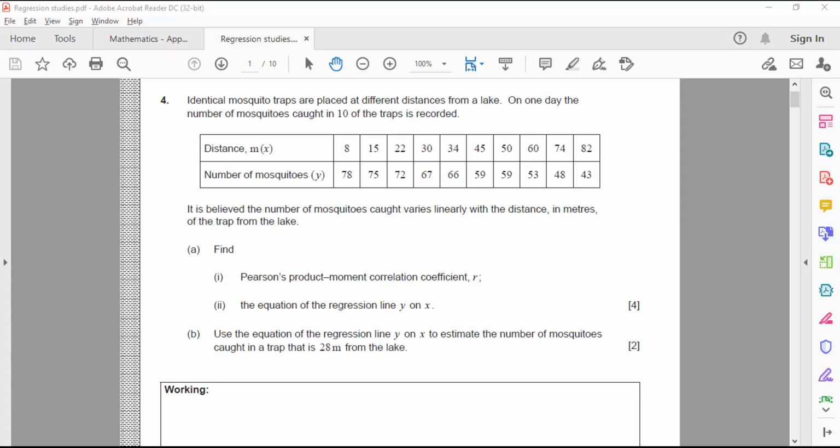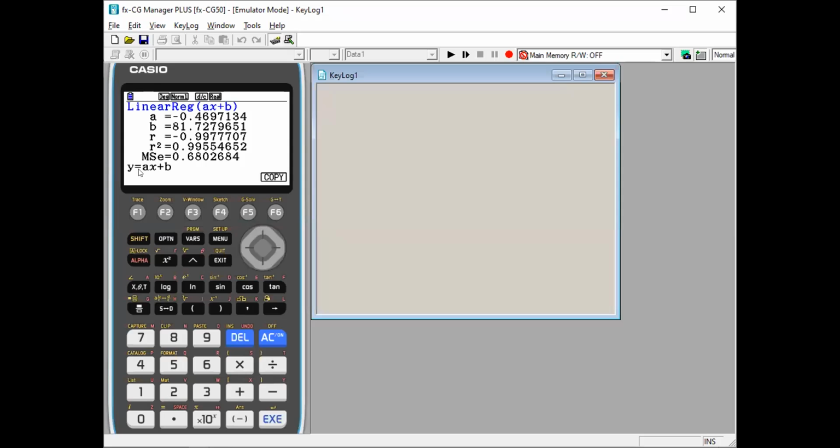Now what they're asking in the second question is the equation of the regression line. So the equation you already got, that is y is equal to ax plus b. So y is equal to ax plus b means you'll write y only, instead of a, you'll write minus 0.47x plus 81.7. Got it? Yes or no? So that is your, sorry, that is your regression line equation. Yes.